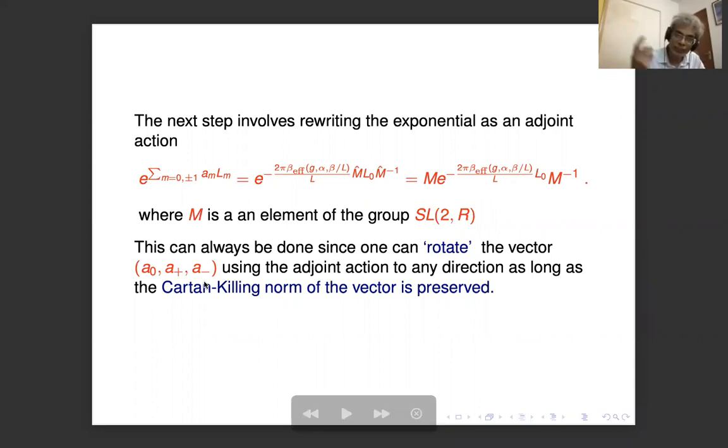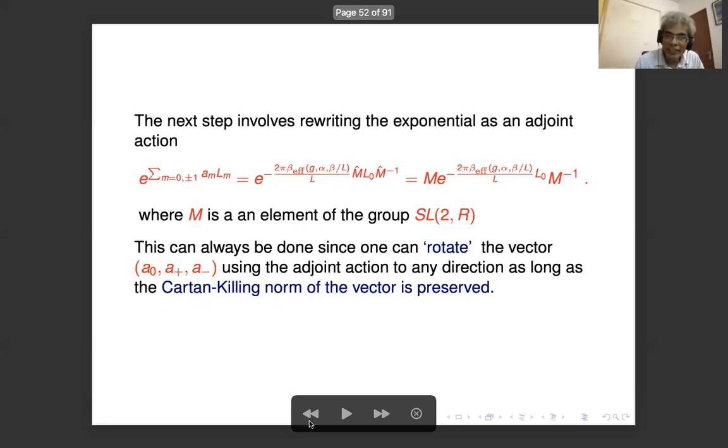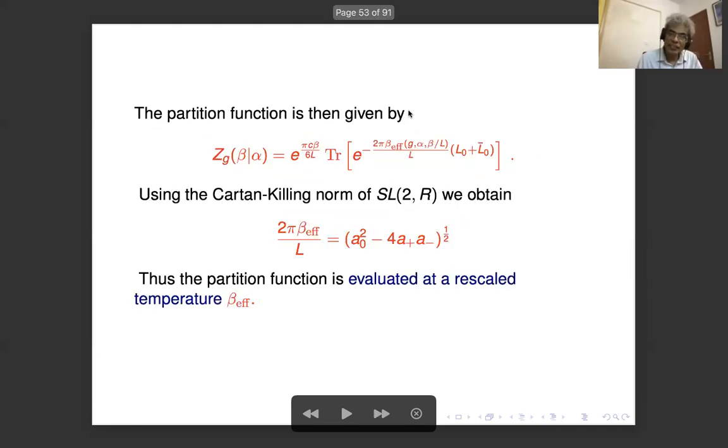This is almost like SU2, but you have to rotate it in such a way that the Cartan-Killing norm is preserved. In the SU2 case, you preserve the usual norm, but here you have to preserve that norm. The Cartan-Killing norm is a naught squared minus a plus a minus. Finally, you're taking the trace, so this M doesn't matter. All you have to do is find this. And basically now, the partition function is the same partition function, but the temperature is rescaled. The temperature is rescaled by the beta, and you can find that.